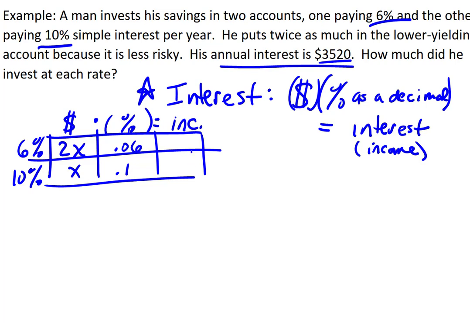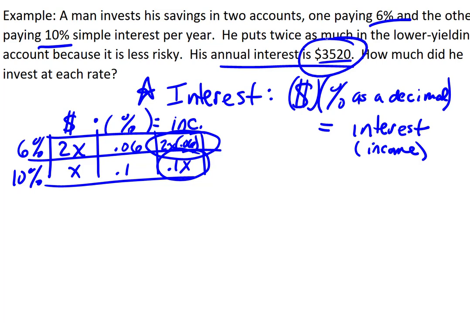So instead of putting $35.20 in both income places, we're going to represent the income from each account using this formula. So we'll say dollars times rate equals income. In other words, for the first row, that's going to be 2x times 0.06. That's just multiplying each of those cells together. That's an x, not a times there. 2x times 0.06. In the second row, it's just 0.1 times x, or in other words, 0.1x. And then what we can say is that the income amounts, which are represented in the two cells of the income column, together should come out to be the 3520 amount that he got for his annual income.